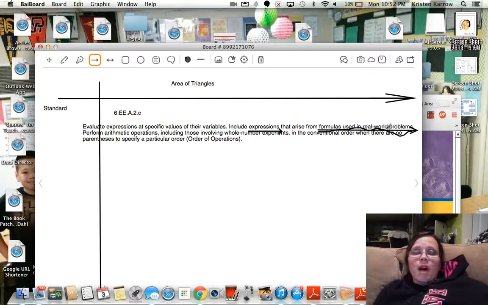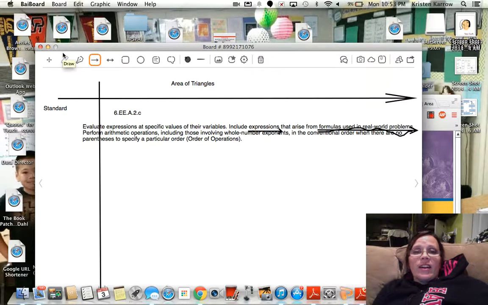So real-world problems are going to deal with our formulas like area of a rectangle, and then today when we talk about area of triangles. So make sure you've written the standard down in your notes so you can stay clear on what we're studying today. And we'll get to the other part of the standard as we continue working in the next few days. But until then, we are focusing on expressions using formulas.